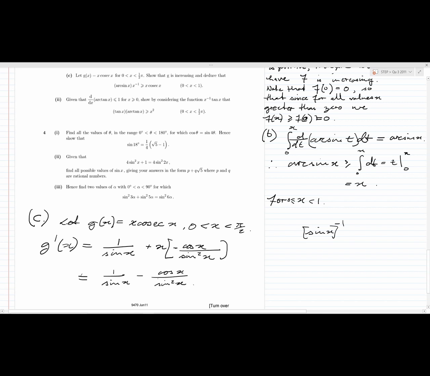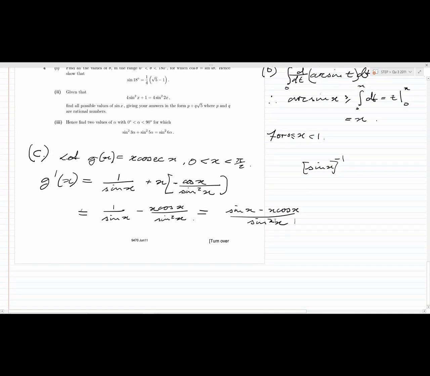Now, how on earth are we going to tell that this is greater than 0? Well, we're going to have to do some manipulation, clearly. What we do notice is that anything squared is greater than or equal to 0. So if we make this a common denominator and multiply by a sine, then what we get is sine x subtract x cos x over sine squared x. Now, we know the denominator is always greater than or equal to 0 because it's a perfect square. It was badly written, let's just make that a little bit neater.